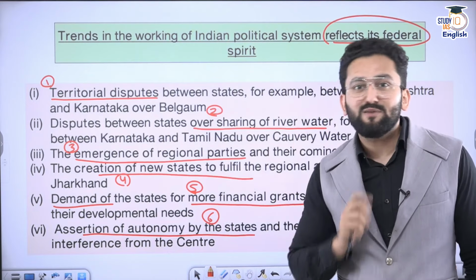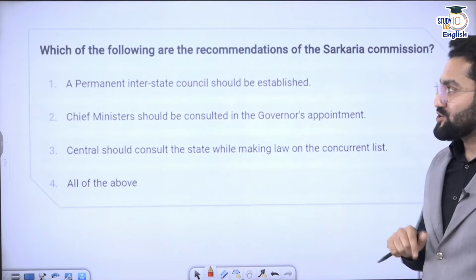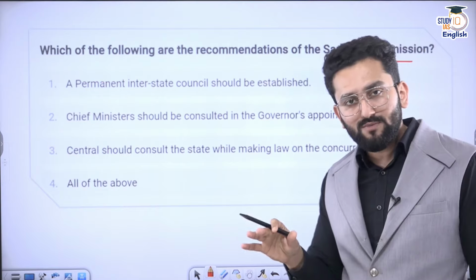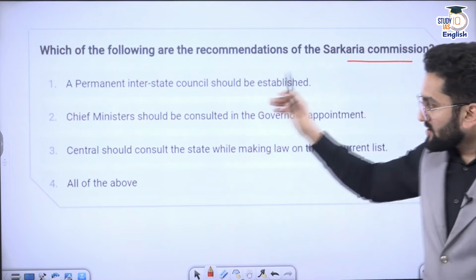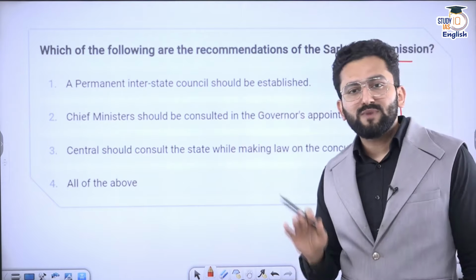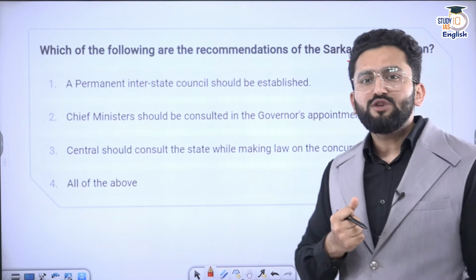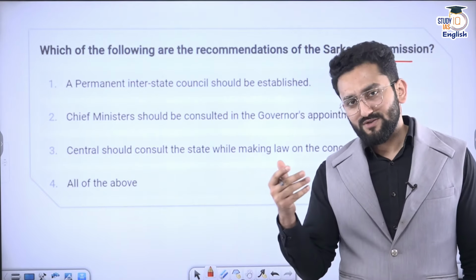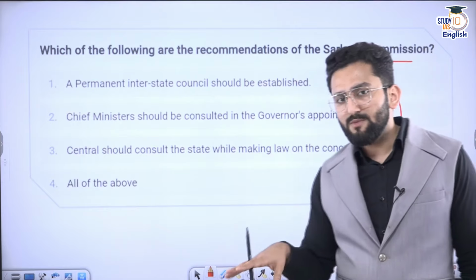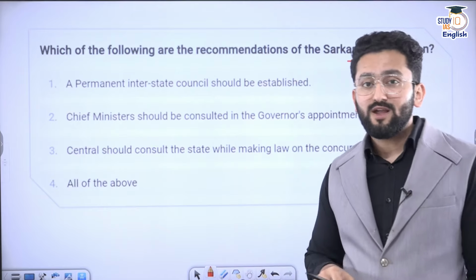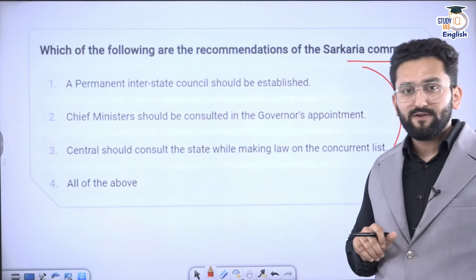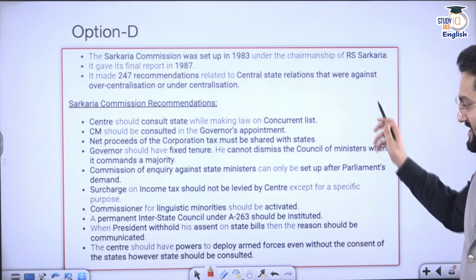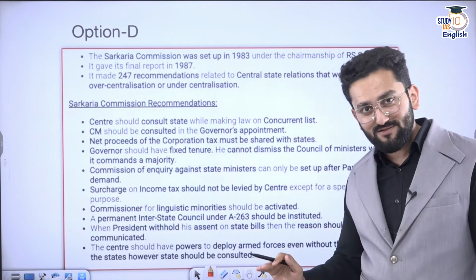I hope you are clear with the concept now, right? Now attempt this question. Which of the following are recommendations by the Sarkaria Commission? You should remember the Sarkaria Commission and the Punchhi Commission on Center-State Relations. You should go through the recommendations made by the Sarkaria Commission, and you can quickly use these points whenever a question asks you for arguments on center-state relations. If you go through them by recommendation, you will be able to understand the issues as well. So just take a look. What do you think? A, B, C, D, all four. So the answer is all of the above. These are the recommendations of the Sarkaria Commission.